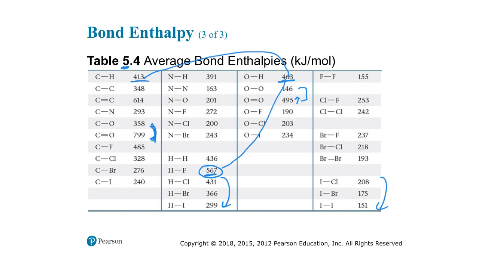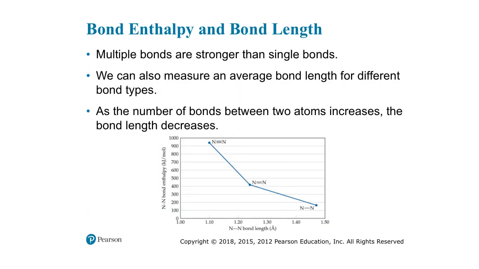Let's see if there's any triple bonds on here. Triple bonds are not on here, but the nitrogen-nitrogen triple bond is a very stable bond due to being a triple bond. So bond enthalpy and length are connected together. Multiple bonds are stronger than single bonds.